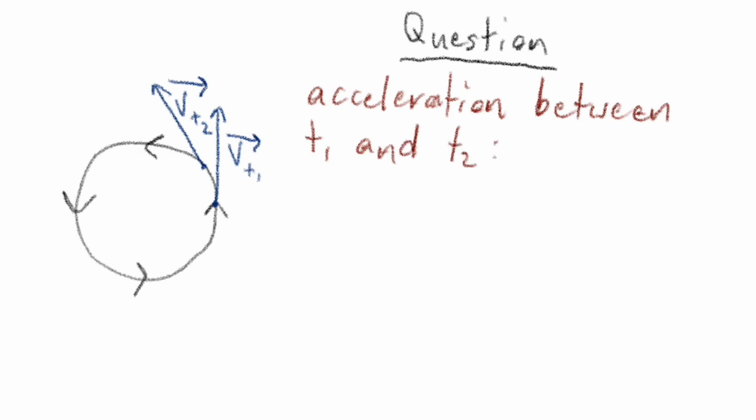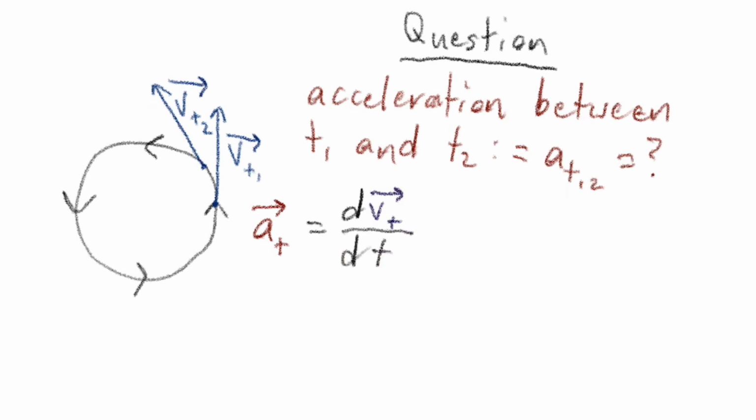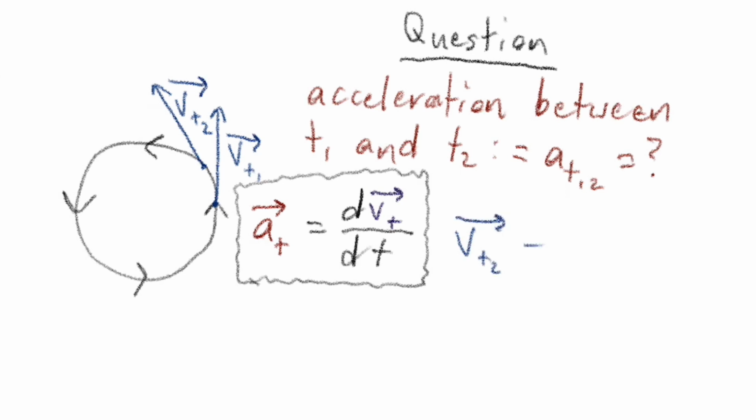So we can denote the acceleration of this particle between time t1 and t2 as a sub t12. And now let's reason from first principles to try to figure out what this acceleration is. Well, remember that acceleration is the change in the velocity vector over time. So let's try to get some intuition for what the average change in the velocity vector between time t1 and t2 is. And to do that, we can take these two vectors we've drawn previously and subtract them.